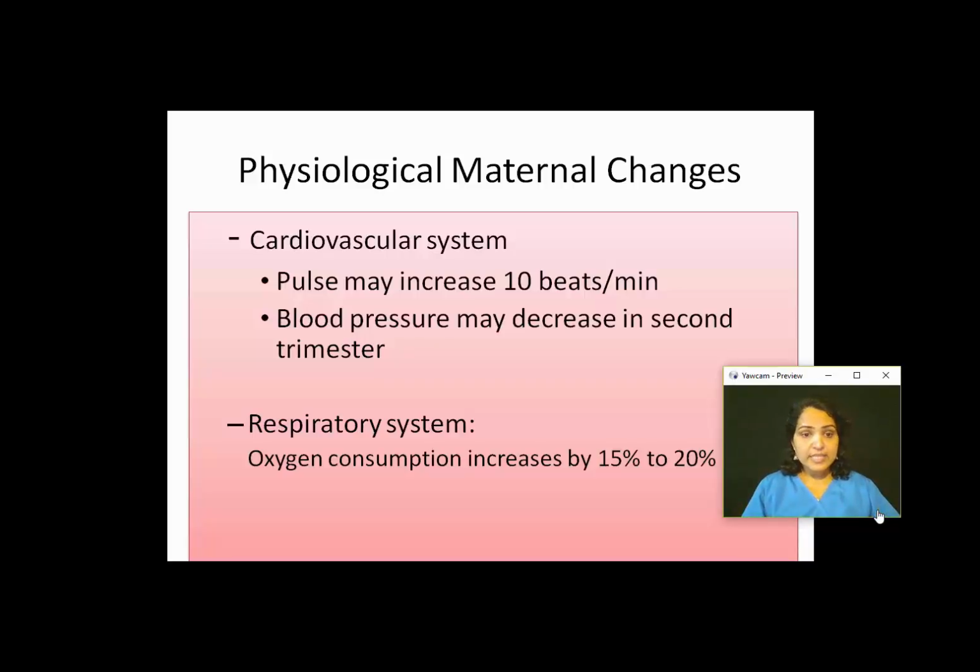All right, in the respiratory system, there is an oxygen consumption which increases 15 to 20%. Now, this is very understandable because there is a fetal circulation going on, right? Maternal circulation is one thing. The oxygen is needed, the nutrients are needed, but along with that, there is a fetal circulation which is going on. So the mother needs to provide the oxygen and nutrients for the baby too. So the respiratory system will try to compensate by increasing the oxygen consumption, and it's going to increase by 15 to 20%. Okay, all right, and that is normal.